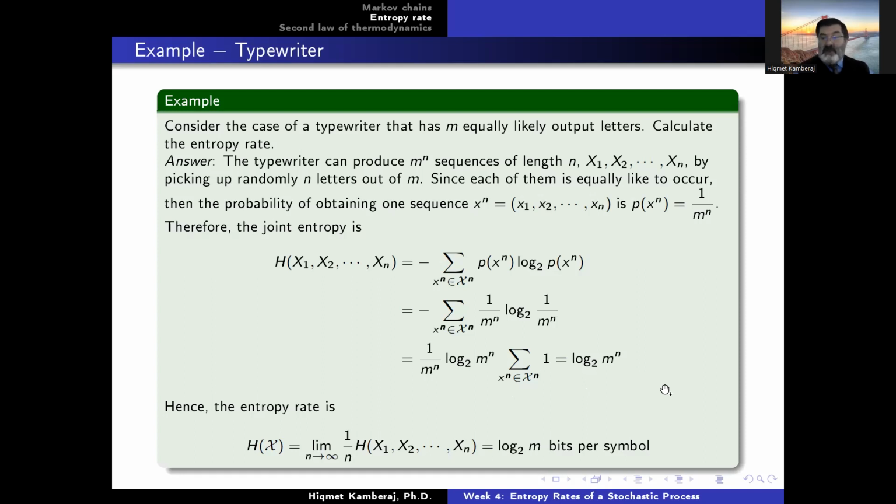Then the entropy rate, by definition, is obtained as the limit when n goes to infinity of 1 over n of the joint entropy, which was equal to log with base 2 of m to the power n. I use the property of the logarithm, and this is equal to n log with base 2 of m, and n cancels out. Then I obtain simply log with base 2 of m in the limit when n goes to infinity, but this does not depend on n, so it gives simply log with base 2 of m bits per symbol.